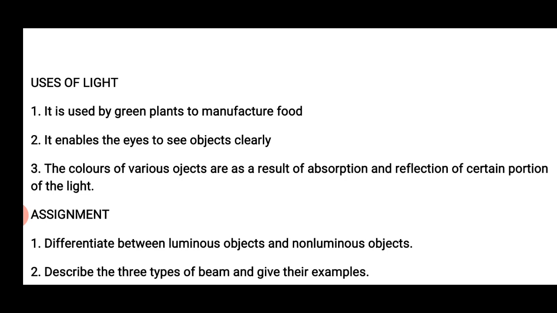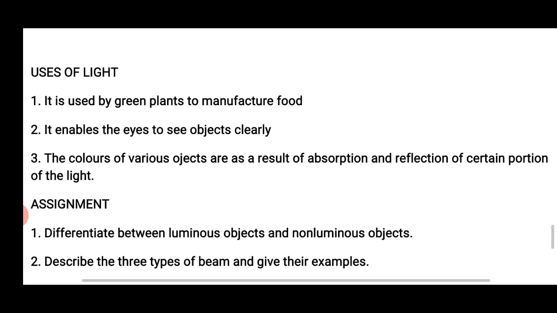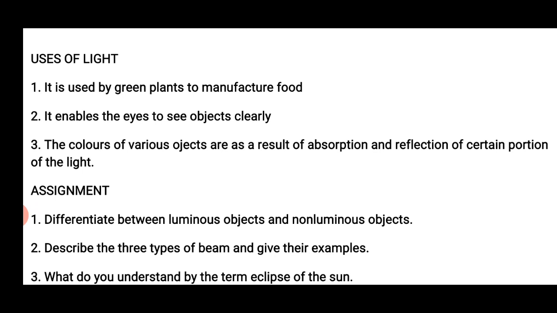And part of this energy is converted to other forms of energy. When the green plants or animals die and decay, they form petroleum and different kinds of fuel that are also used to generate energy. Number 2, it enables the eyes to see objects clearly.